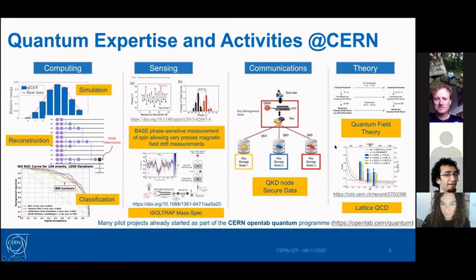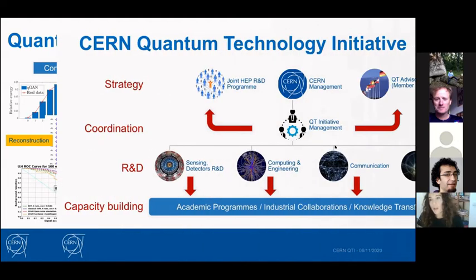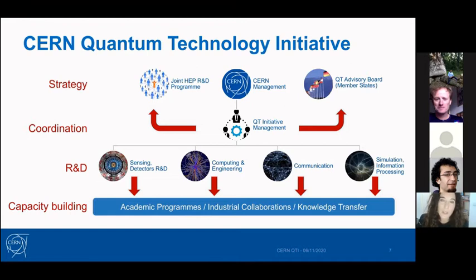Because of this wide range of activity, a couple of months ago now, in September, the CERN Council approved the Quantum Technology Initiative. This has primarily two main purposes. The first is, of course, to coordinate the activities that are going on within the lab and, more broadly speaking, within the high energy physics community, bringing together experts from the different institutes and different labs or programs on all the major branches that I mentioned before: sensing, computing, communication, theory.